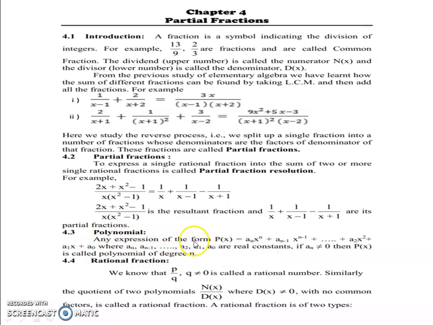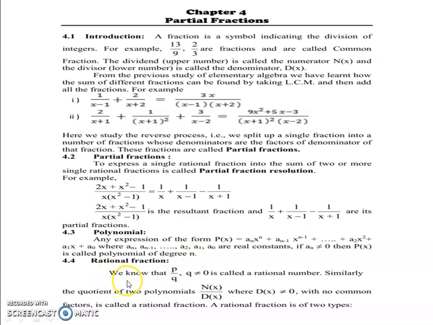That means any expression of the form p(x) = a_n x^n + a_(n-1) x^(n-1) + ... + a_2 x^2 + a_1 x + a_0, where a_(n-1) up to a_2, a_1, a_0 are real numbers, that means coefficients of x. If a_n is not equal to 0, then p(x) is called a polynomial of degree n.